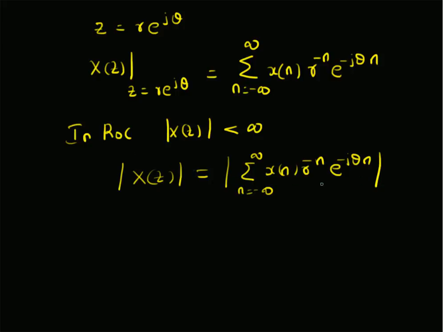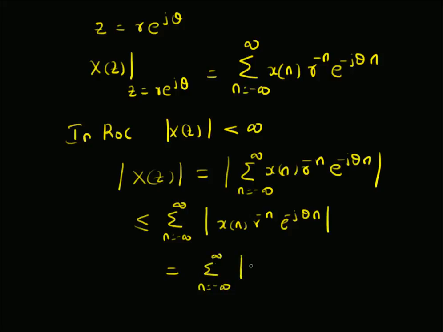Now the absolute value of this summation will always be less than the sum of the absolute values inside the summation. That is, this value is always going to be less than the sum from n equal to minus infinity to plus infinity of the absolute value of x of n r power minus n e power minus j theta n. Note that the absolute value of e power minus j theta n is always 1. So this is equal to the summation n equal to minus infinity to plus infinity of the absolute value of x of n times r power minus n.